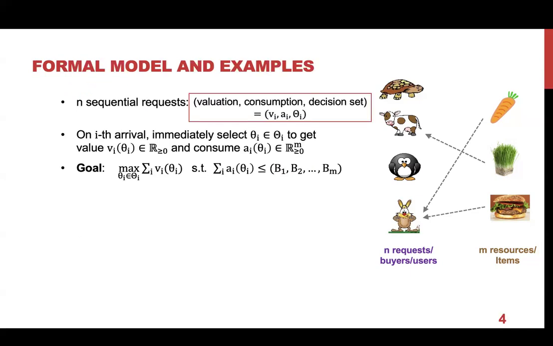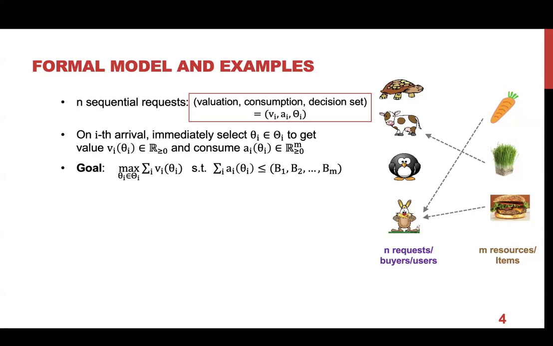So I want to say you have n sequential requests, where a request is basically a triple consisting of 3 things: the valuation, the consumption, and the decision set. Whenever the next request comes, it tells you a valuation. I'm calling it a valuation. It's like a value function. Depending on how you serve this request, like what kind of a decision you take for this request, accordingly, you'll get a different value. So the simplest setting is maybe you sell the house or not sell the house.